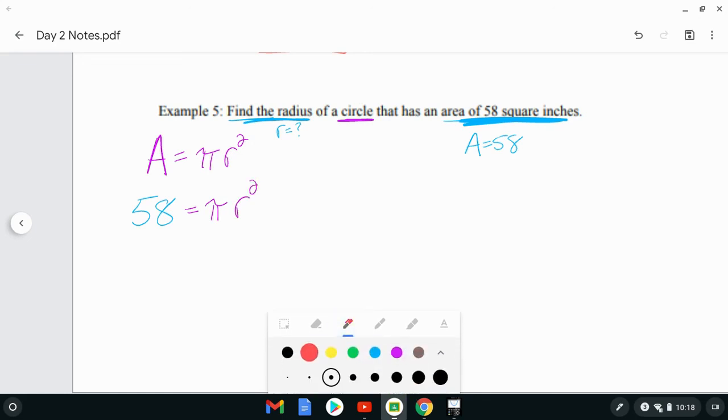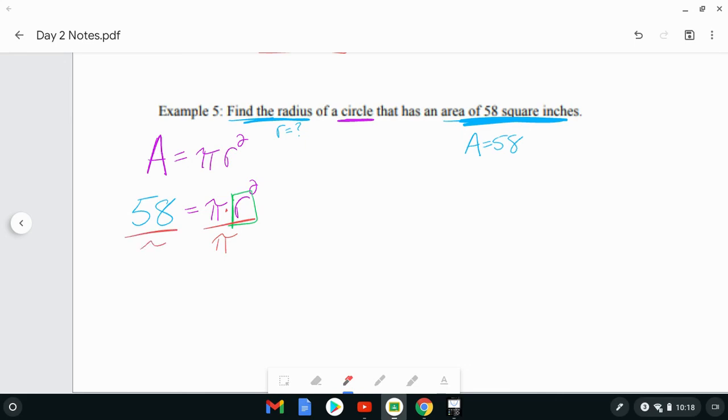Now this one takes a couple extra steps because we just got to get r by itself. So step 1, get rid of the number that's not with r. So if pi is being multiplied by r squared, we're going to divide by pi. So right now, let's go ahead and jump to what we got. We got 58 over pi, r squared equals 58 over pi.